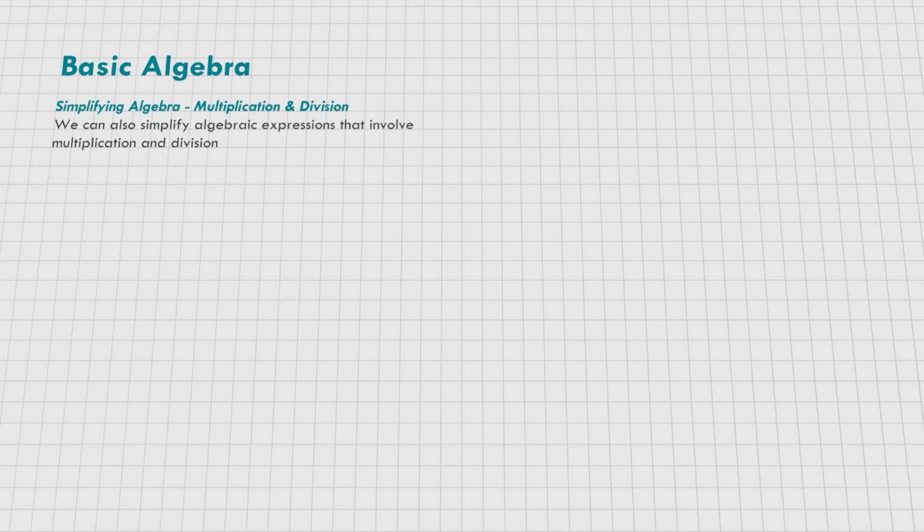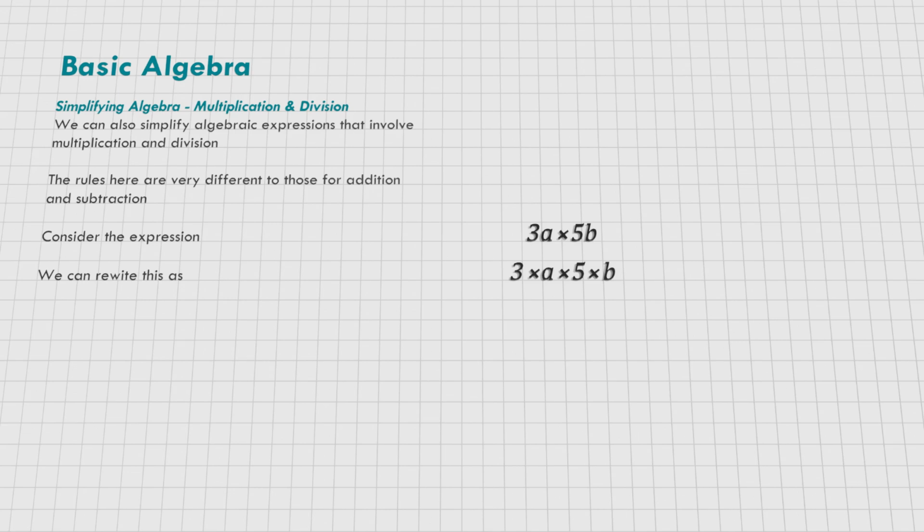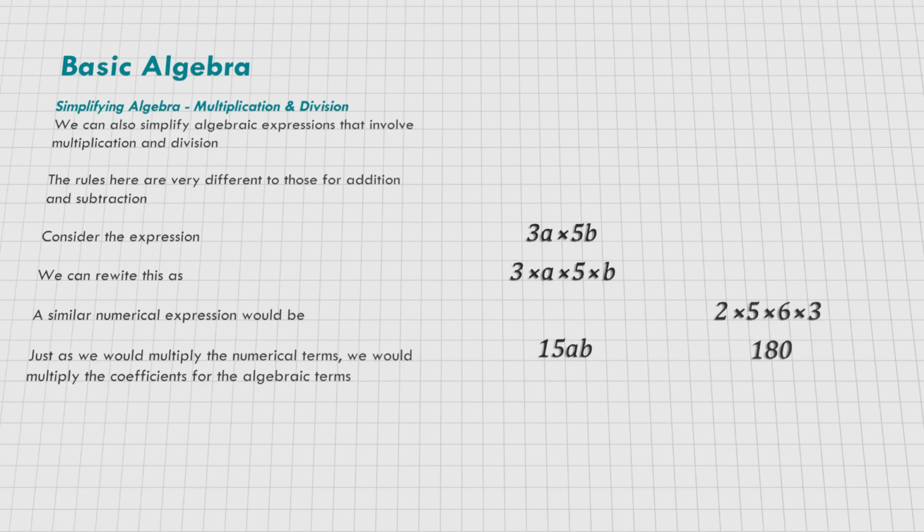We can also simplify algebraic expressions that involve multiplication and division. The rules here are very different to those for addition and subtraction. Consider the expression 3a times 5b. We can rewrite this as 3 times a times 5 times b. A similar numerical expression might be 2 times 5 times 6 times 3. Just as we would multiply the numerical terms, we would multiply the coefficients for the algebraic terms.